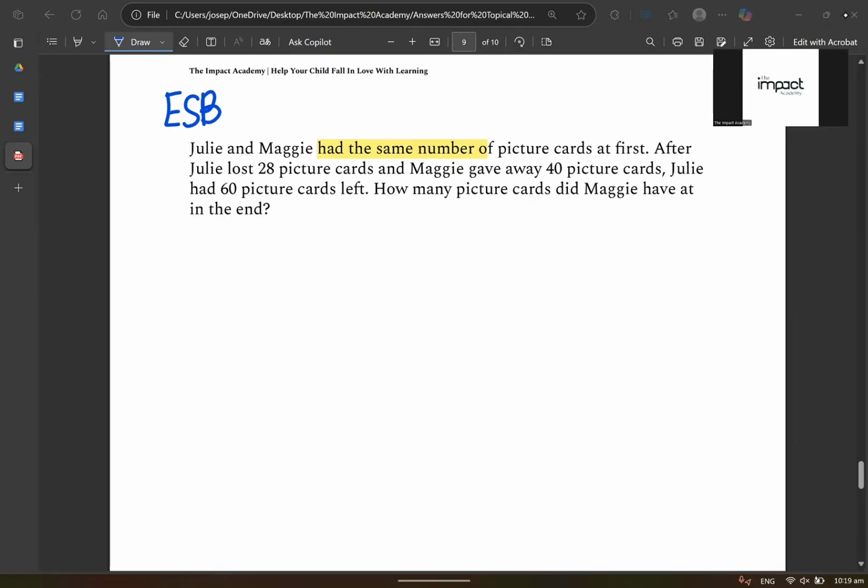What do I mean when I say this is equal stage beginning? That means they started at an equal stage, right? Equal stage means they are the same, and then at the end they didn't have it. Very good. So we're going to look at sentence number one first.